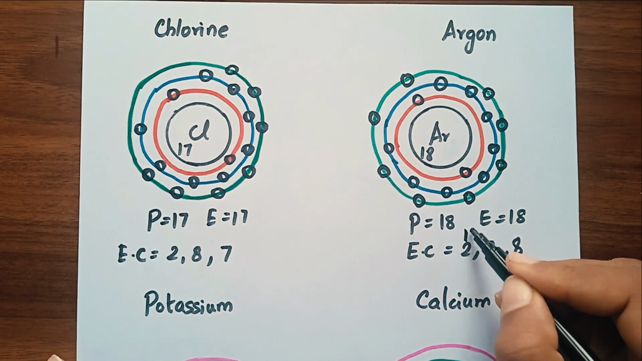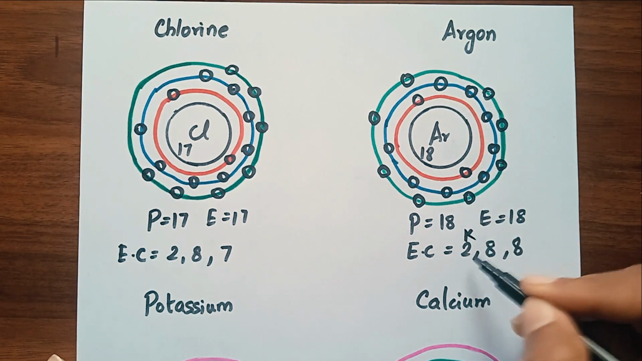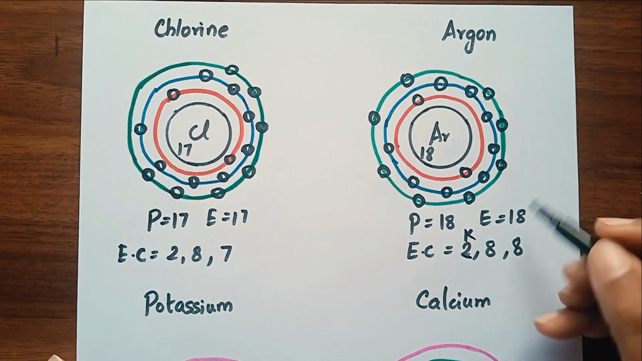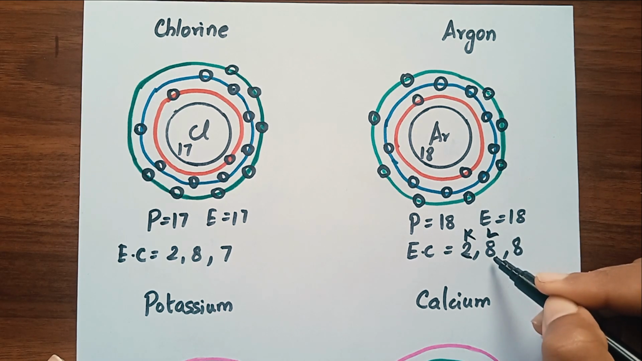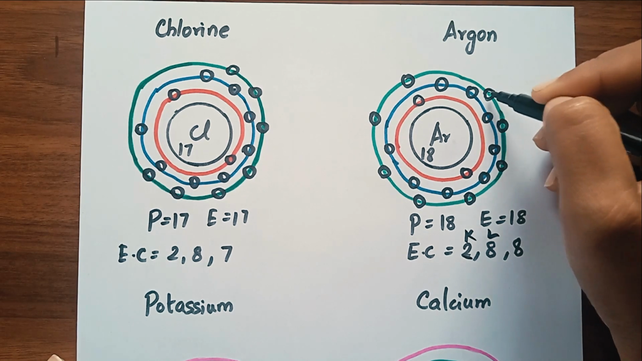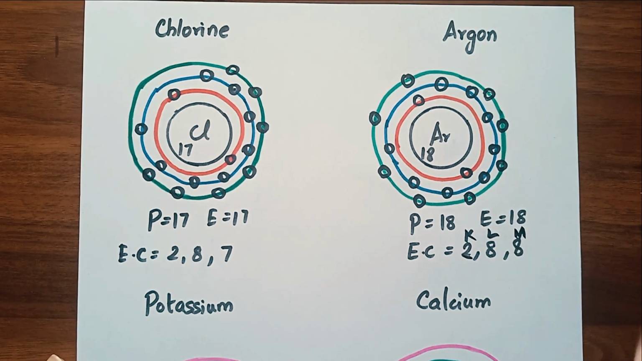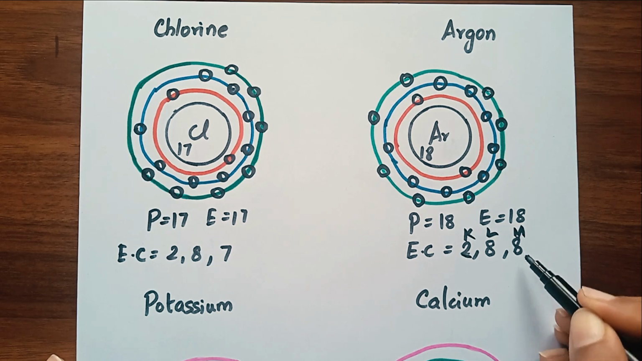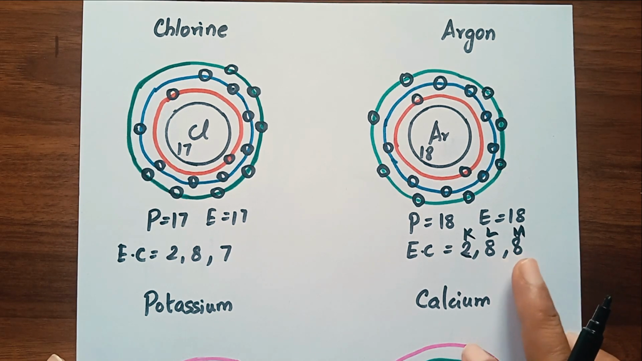First, the K shell, 2 electrons are filled. The total number of electrons we can fill is 2. And in the L shell the total number of electrons we can fill is 8. That is also filled, so I went to the next shell, the M shell. The M shell also is now totally filled. So the maximum number of electrons has been filled in the M shell also.